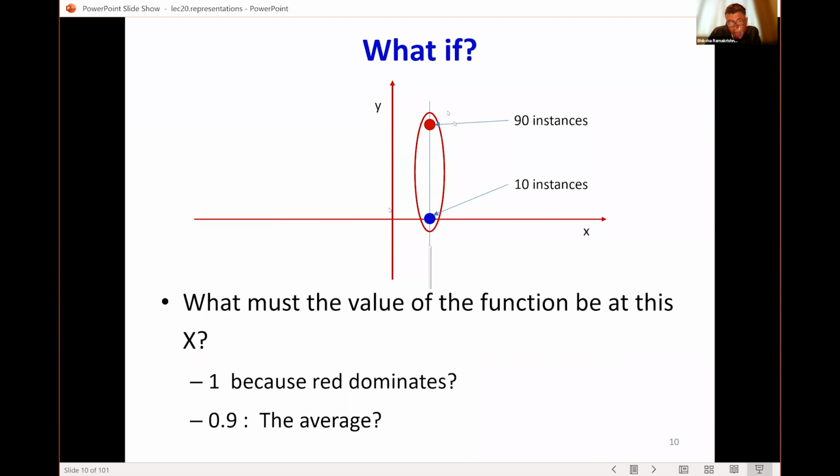Must the function value be 1 at this x because red dominates? Or would it make more sense for the function to take the value 0.9 to show you what fraction of instances take the label value 1? Which of these two makes more sense to you? Anyone?